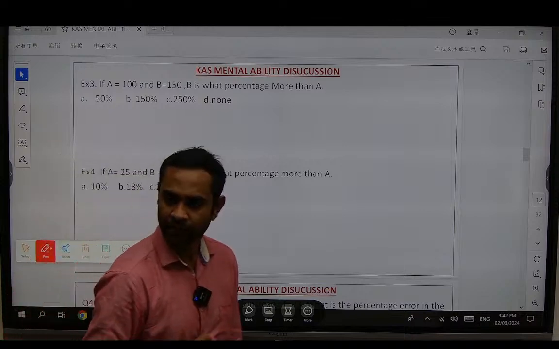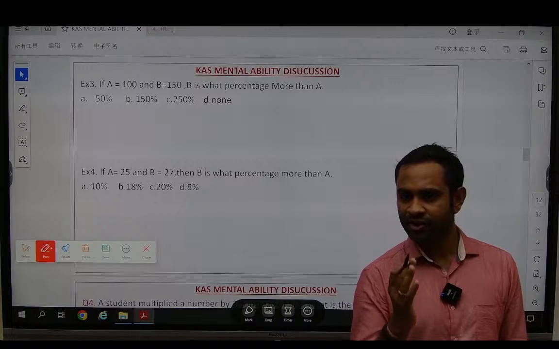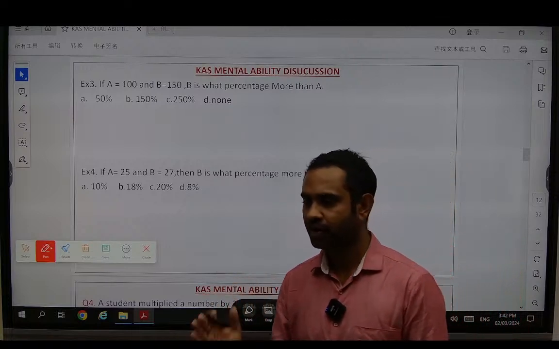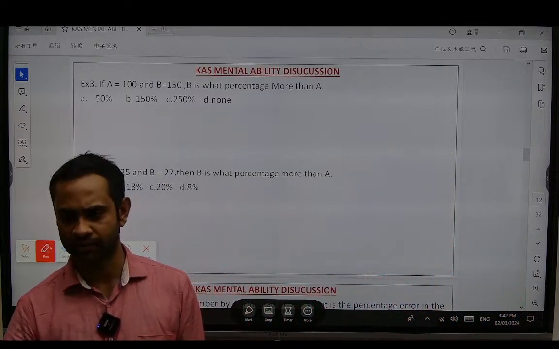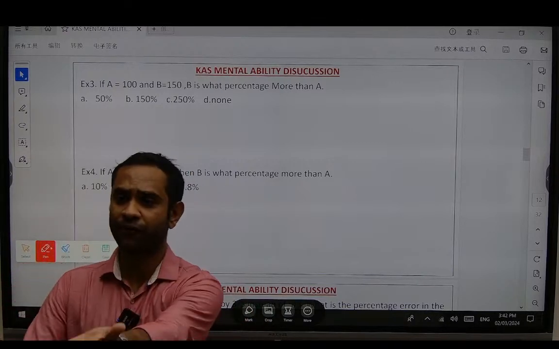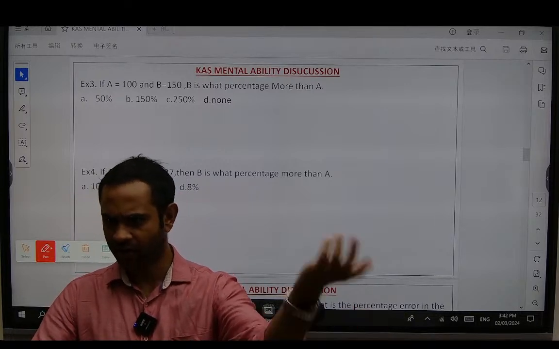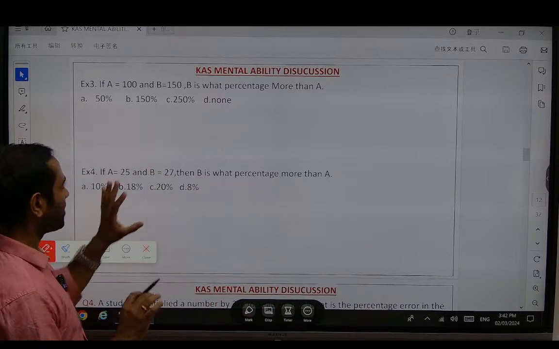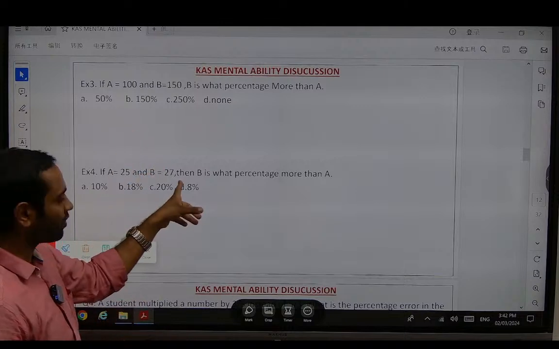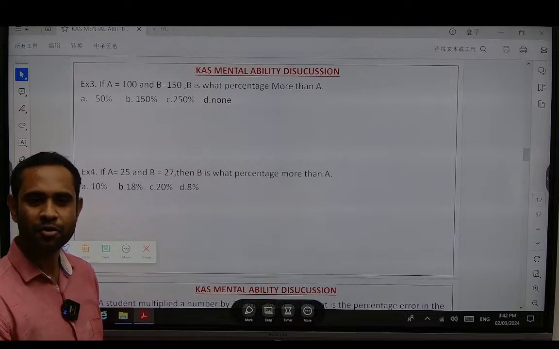Now, if A is equal to 100 and B is equal to 150, then B is what percentage more than A? See, the language of the question is changing, right? If I have 100 rupees and you have 150, how much more? 50%. Agreed or not? But anyway, we will understand the process, because here the question is a little tricky. Now here you cannot directly say that 25 into something.